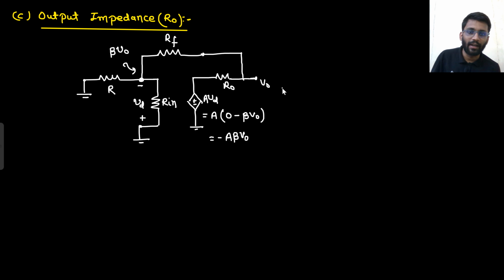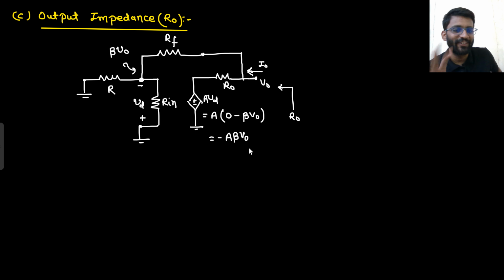Now I need to calculate R naught. So from here I need to calculate the R naught. What I will do, I will apply V naught and get I naught out of it. Now there will be one more assumption. This is how we calculate the answers. There is no other way. If you are taking the complete cases, if you are going to consider all of the things, then your expression will be very complex and that will be of no use. So one more assumption I will take.